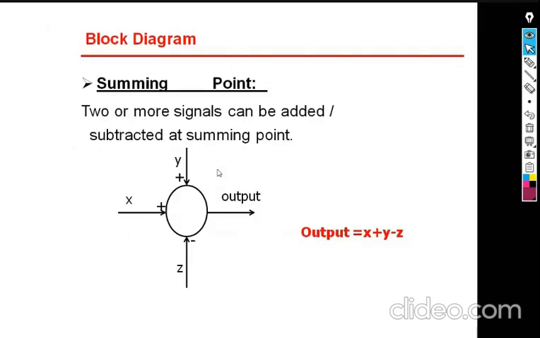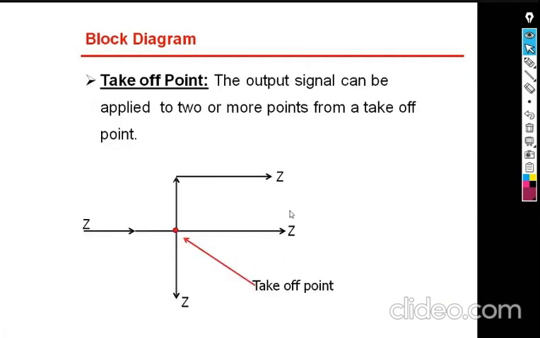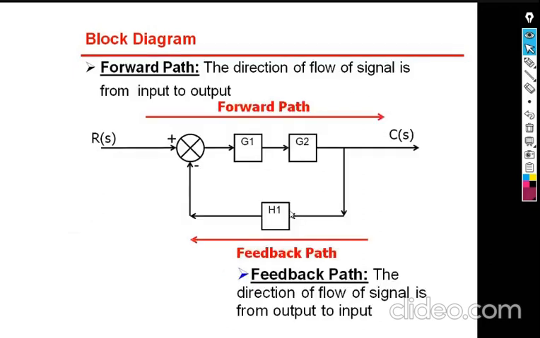Now, how to form the block diagram? First, you need one summing point. What is a summing point? It adds or subtracts the signals. Next, you need one takeoff point. A takeoff point is where you take a signal from a line. The output signal can be applied to two or more points with the use of a takeoff point. In electrical terminology, it is known as a junction. That is the takeoff point.